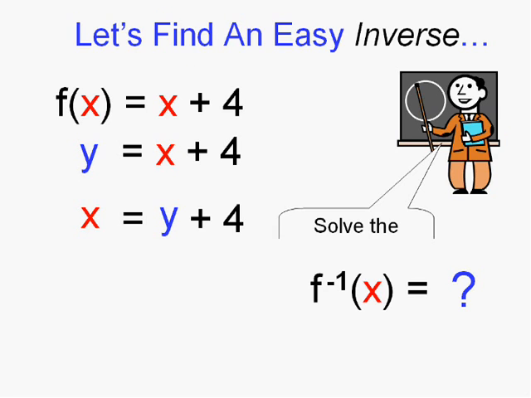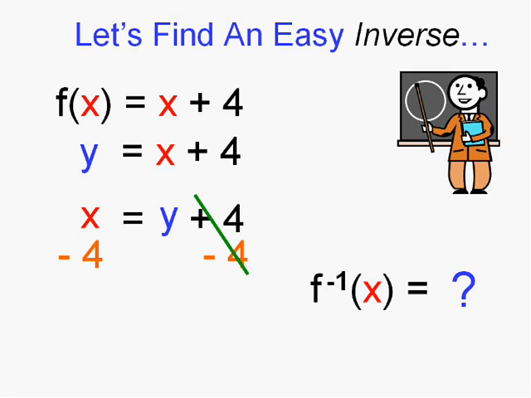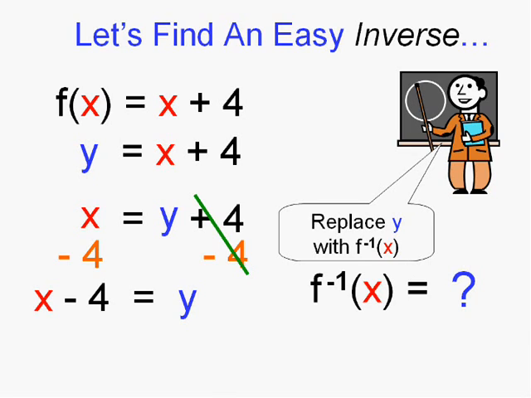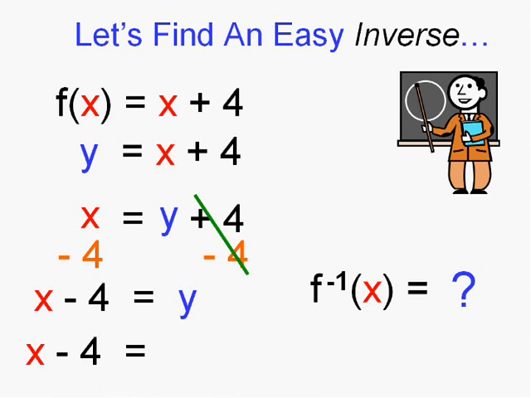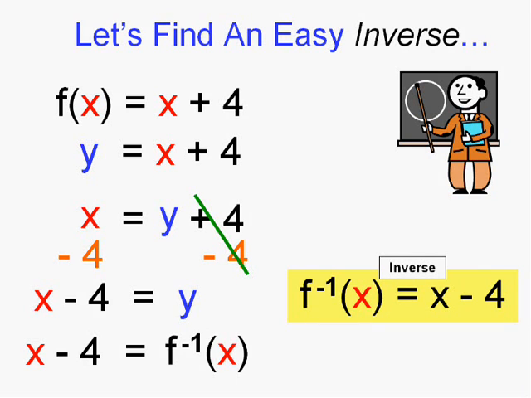Now the third step is to do whatever it takes to solve for y. In other words, get y by itself. Now, who's keeping y from being by itself? If you look at them, the 4 is. So I'll subtract 4 from both sides, and y will equal x minus 4. That's basically the inverse function, but for notation's sake, the fourth step is to replace the y with the notation for f inverse of x. And that's the inverse function of x in this case.